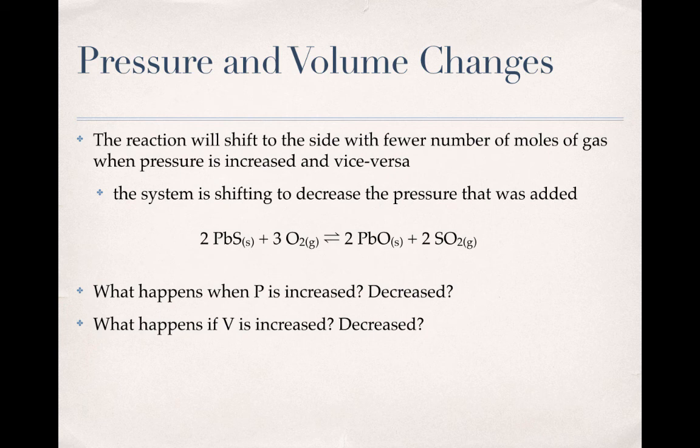What if we mess with volume? What if we increase the volume? Well, if we increase the volume, that's going to decrease the pressure. Decreasing the pressure, we saw, causes a shift back towards the reactants. If we decrease the volume, that's going to have the effect of increasing the pressure, and the reaction is going to want to shift in the direction that lowers the pressure, so that's going to shift back towards the products.